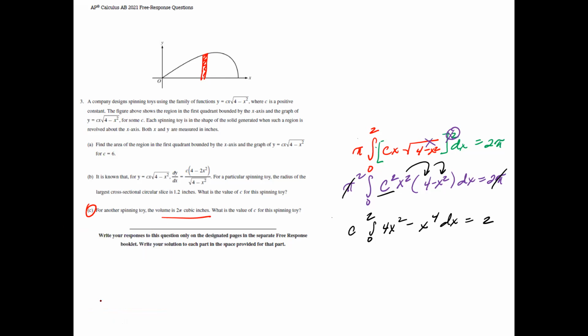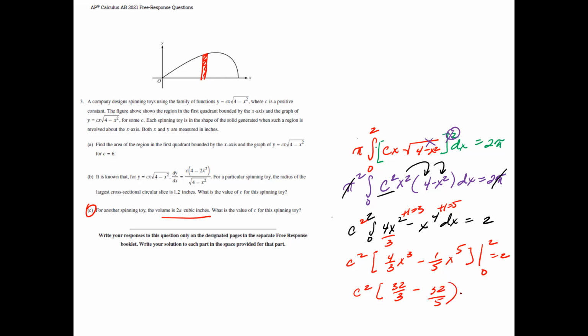Well, let's go ahead and integrate this thing, guys. So then looking at this, plus 1 equals 3, divided by 3. So I'm going to have c, oh, I forgot my square right here, c squared. I'm going to have 4 over 3 x cubed minus 1 over 5 x to the fifth, evaluated from 0 to 2, equal to 2. Well, if I plug in the upper bound, I'm going to have c squared, and on top here, it's going to be 2 to the third, which is 8. 8 times 4 is 32 over 3, minus 2 to the fifth power, which is going to give me 32. So then 32 over 5 equals 2.